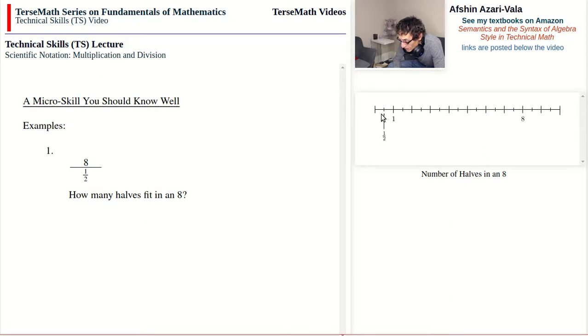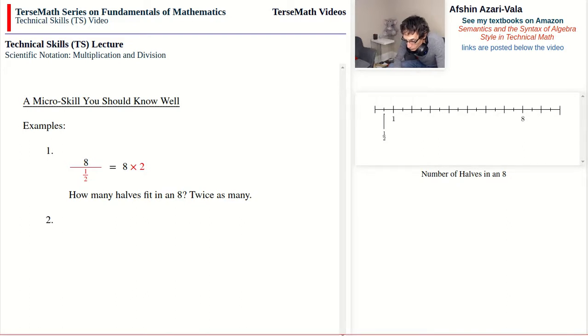And the question is how many pieces of this size, that's a half, fit in an 8? And the answer, I think, if you think about it a bit, would be that there will be twice as many. And therefore, the answer really is 8 times 2. We would expect 16 of them to fit. 2 fit in 1, and therefore 16 fit in 8, which is 8 times 2. And what you notice is that we could think of this as division by a half turns into multiplication by 2.